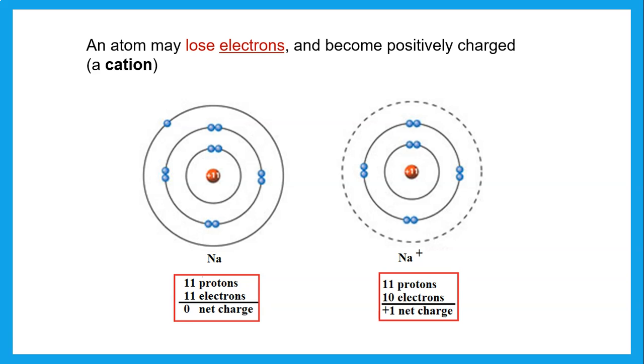Now what has happened? It still has 11 protons. We never lose protons. We lose only electrons. So if the atom has lost 1 electron, that means it now has 11 positive protons, but only 10 negative electrons, and that means it has 1 extra positive charge. So it becomes a positively charged ion, which we call a cation.